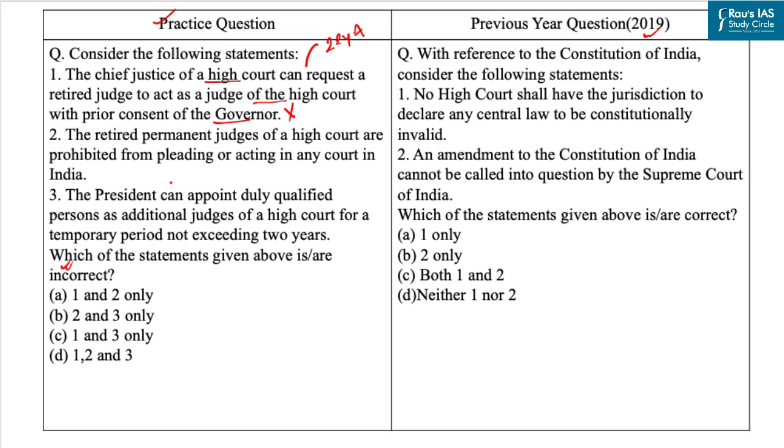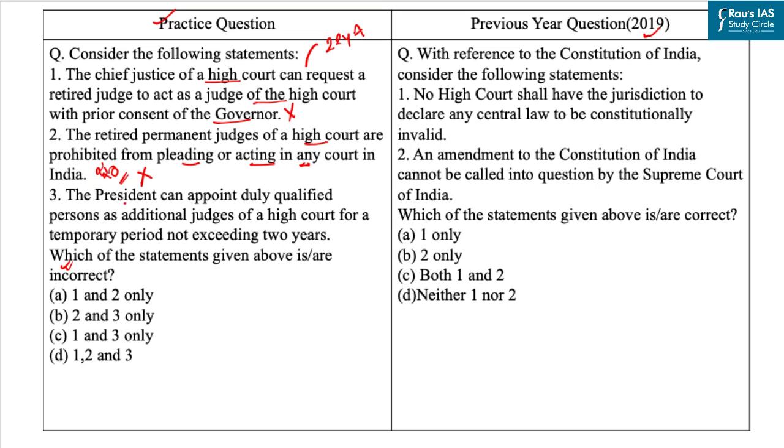Now let's come to the second statement. The retired permanent judges of a high court are prohibited from pleading or acting in any court in India. So to answer this, one must know that Constitution has made certain provisions to safeguard and ensure the independent and impartial functioning of a high court as per Article 220. According to this, the retired permanent judges of a high court are prohibited from pleading or acting in any court or before any authority in India except the Supreme Court and the other high courts. So with this, our second statement is incorrect.